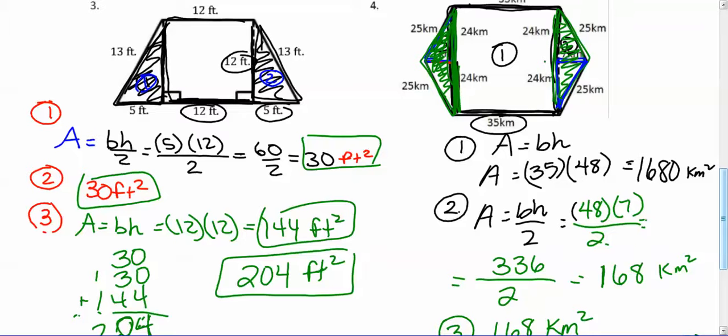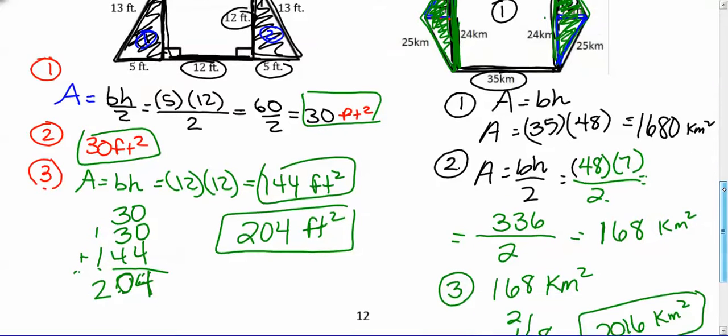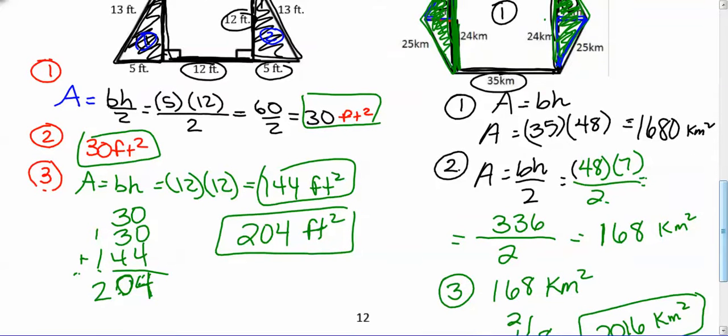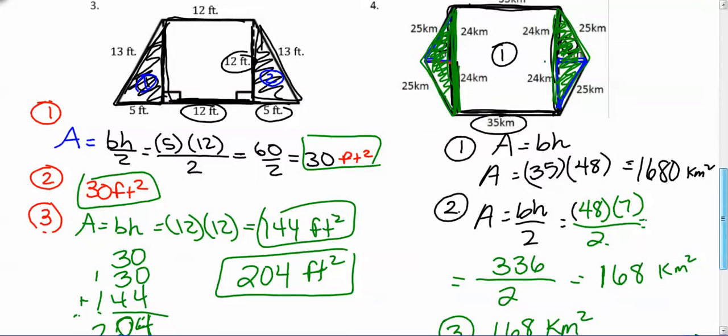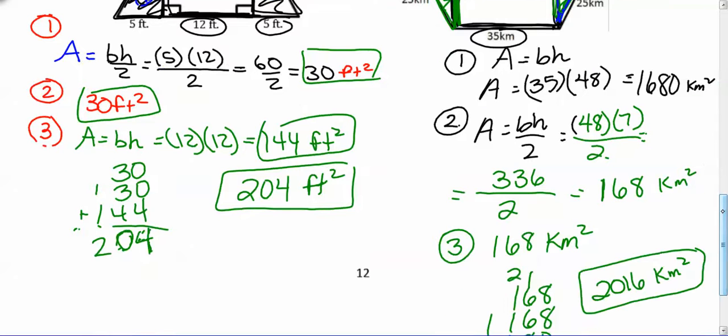And again, they made life really easy by giving you the same dimension, so you just double that to get the area of both of those, so 168 plus 168. And then you also have to add the middle section, which would be 35 by 48. And the work for that one is up here for shape 1. All right, so you add those 3 sections together, and you're going to get 2016 square kilometers. Any questions on how to solve those? We're going to practice today, all right?